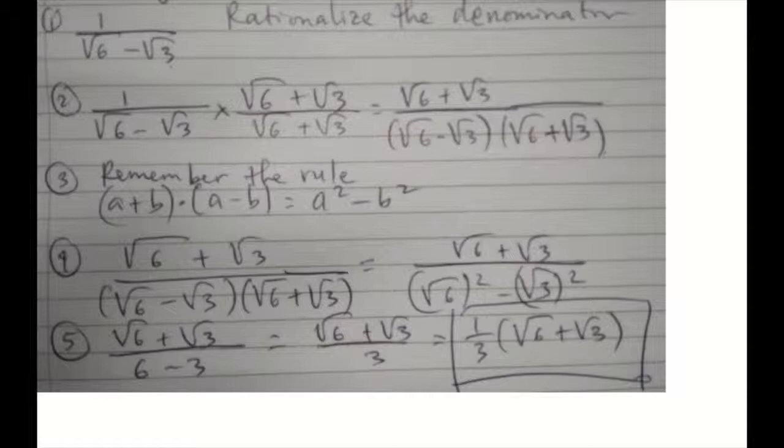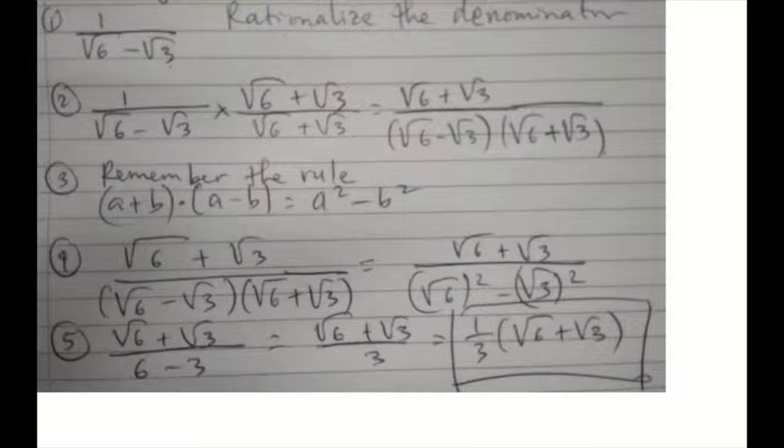So we get square root of 6 plus square root of 3 over square root of 6 minus square root of 3 times square root of 6 plus square root of 3. Now, in the third step, we need to remember this beautiful rule. The rule is a plus b times a minus b is equal to a squared minus b squared. By knowing this, we will save time.